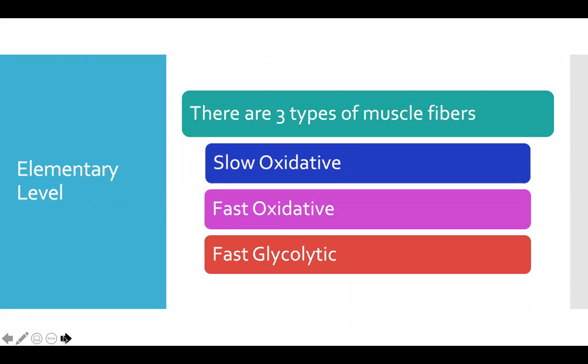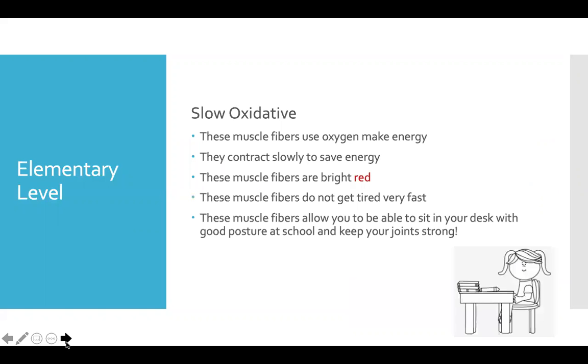There are three types of muscle fibers: slow oxidative, fast oxidative, and fast glycolytic. Slow oxidative muscle fibers use oxygen to make energy, and they contract slowly to save this energy. These muscles appear bright red, and they do not get tired very fast. These muscle fibers are what allow you to sit in your desk with good posture at school and keep your joints strong.